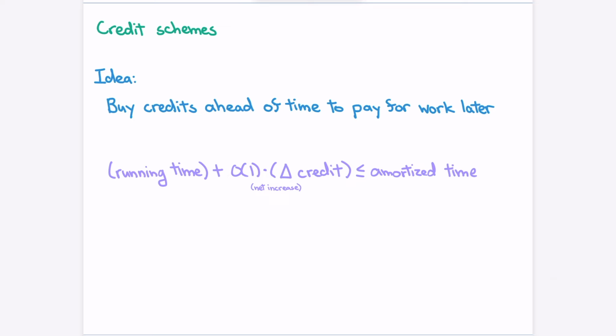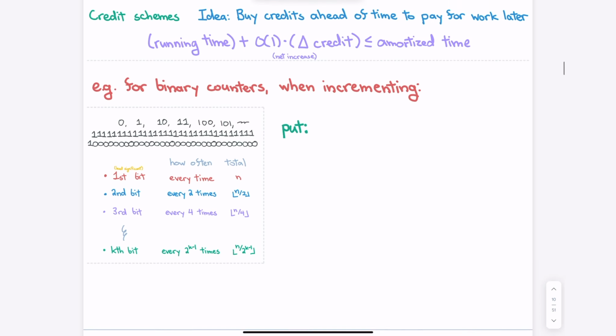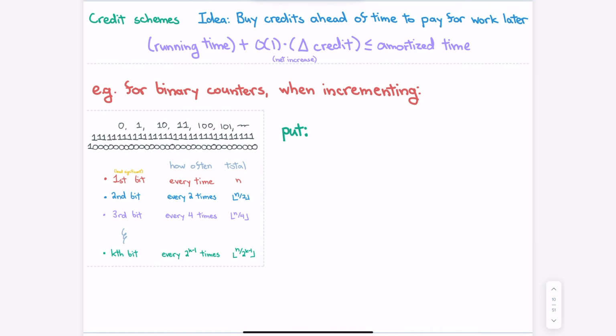I will demonstrate this by example with the binary counter, and the proof to generalize it to arbitrary operations is very similar and in the notes. But I think it's more fun to get some practice using these things than to worry about that. So let's take our binary counter example. We already know it's constant amortized time by directly analyzing it. But we're going to try to come up with an argument based on credit schemes.